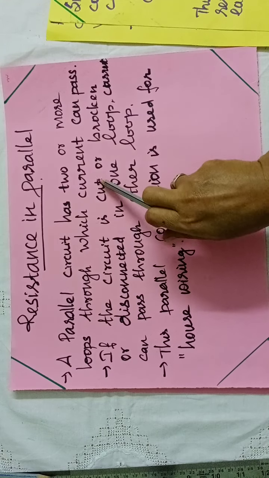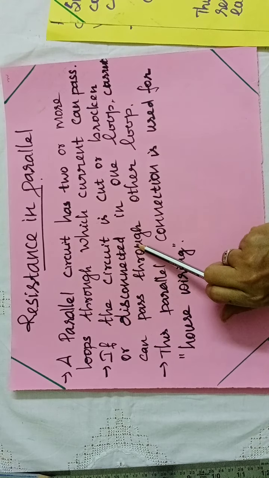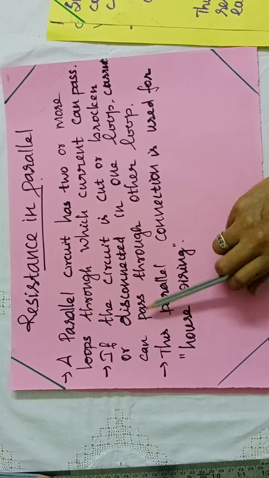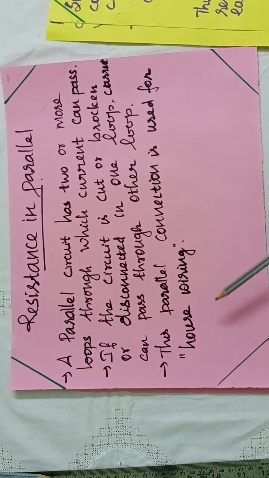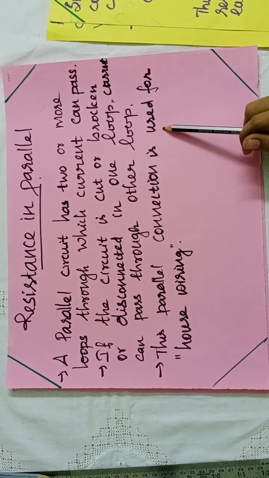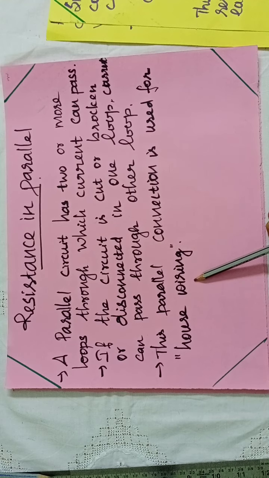A parallel circuit has two or more loops through which current can pass. If the circuit is cut, broken or disconnected in one loop, current can pass through the other loop. This parallel connection is used for house wiring.